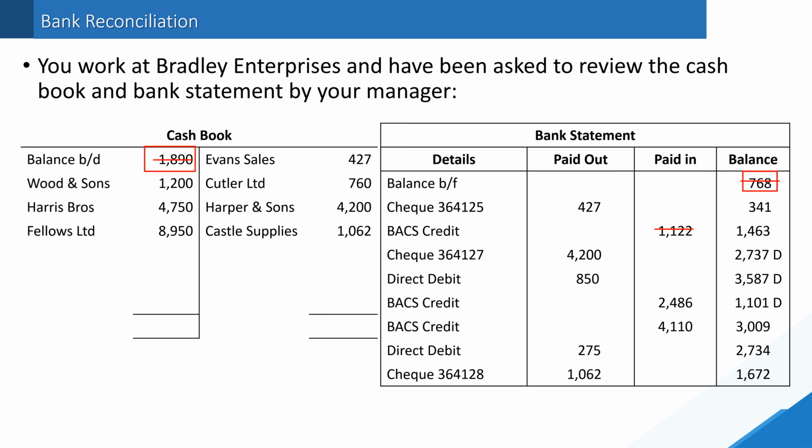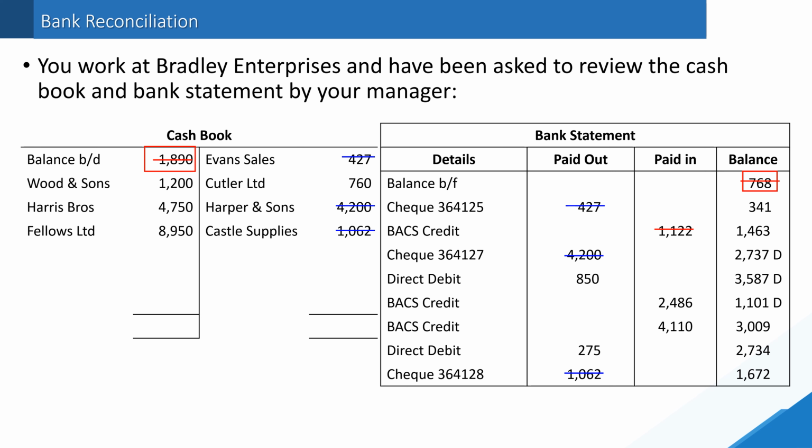Step 2 is ticking off the items that are in both. So if you've got a highlighter, that's the time to get it out. I'm going to work down the paid out column, the credit side of my cash book. It doesn't matter, it's whatever is comfortable to yourself. I can see an amount of 427 is in both. I can see an amount for 4,200 is in both. And also a final cheque for 1,062. And I've crossed those transactions off in both my bank statement and my cash book.